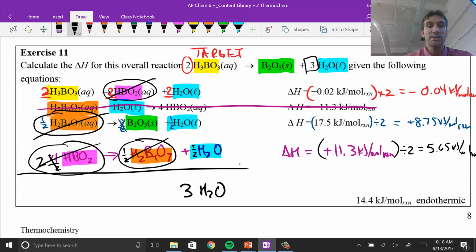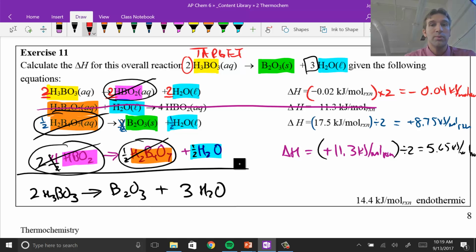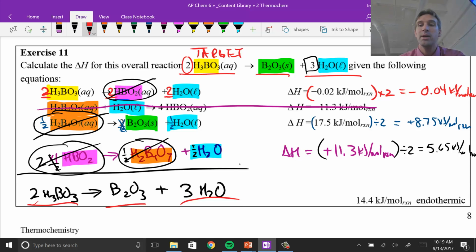The other things that are present and don't cancel out would be that H3BO3, 2 H3BO3. We also see we have our B2O3, and one of those exists, B2O3. Now when I compare the two, we notice that the target equation in each case matches exactly my combined equation. Since I've confirmed that my equations cancel out properly, what I do now is I add up the energies. By adding up the energies, we're going to see we have 8.75, 5.65, and negative 0.04.